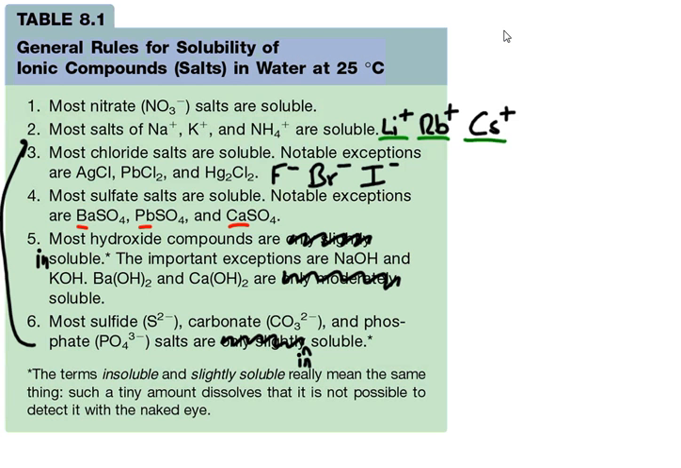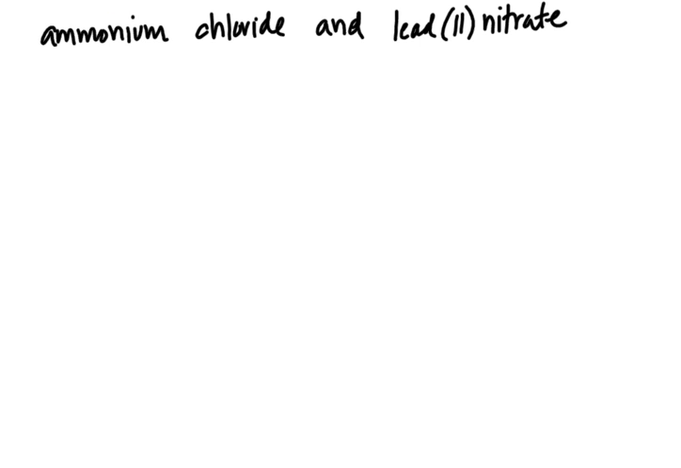Okay? So, taking a look at what a problem would look like, let's look at ammonium chloride and lead nitrate. So those are my 2 reactants. I may give you those 2 and ask what the products are. Or I may just say write the balanced chemical equation, and in this case you need to make sure that you include if something is aqueous or if something is solid.